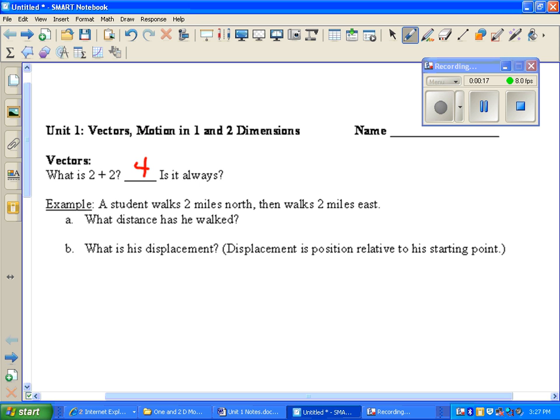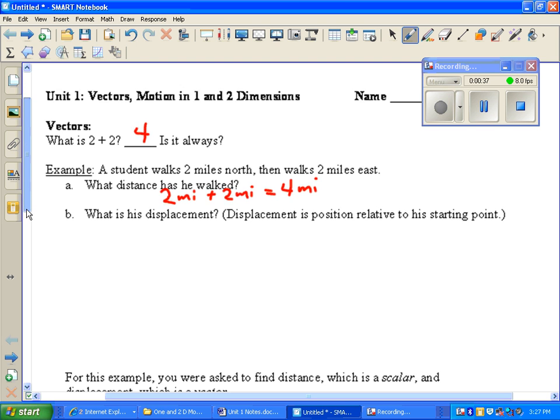In the first example, a student walks 2 miles north, then walks 2 miles east. I just want to know the distance he has walked. Okay. Well, he went 2 miles north, and then he went 2 miles east, and that's going to give me a total distance of 4 miles. So in that case, 2 plus 2 did equal 4.